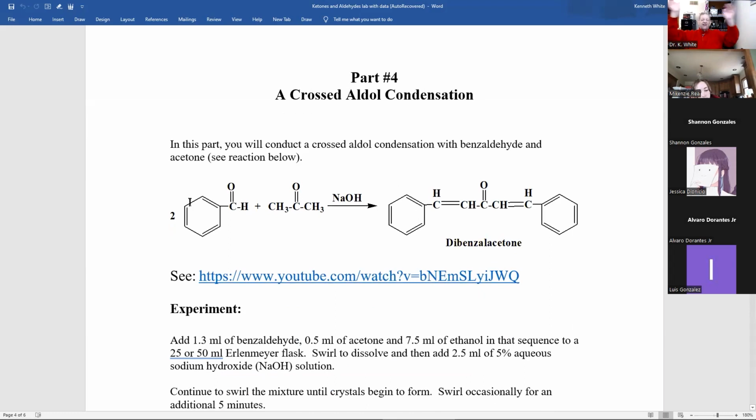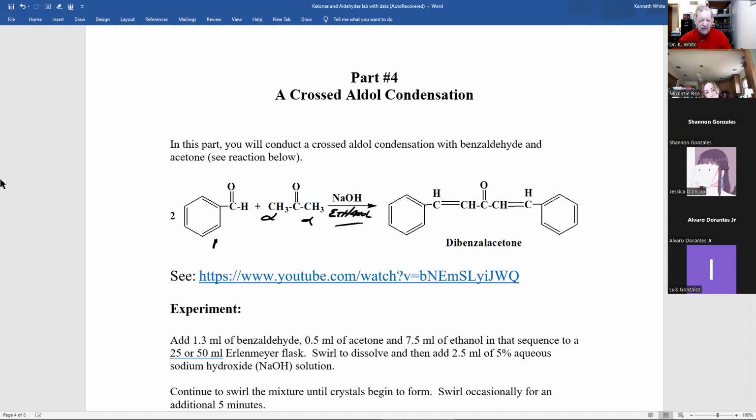Now, the last part, oh, I wish we were in a lab face to face, is a fun reaction. And that's making what's called a crossed aldol condensation. Now, here's the overall reaction. The solvent is ethanol. And you take acetone, this ketone, that's a common name for 2-propanone that nobody ever uses, and notice it has not one, but 2 alpha carbons with hydrogens.